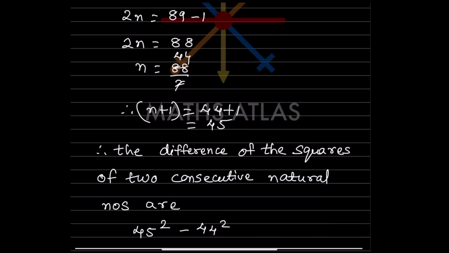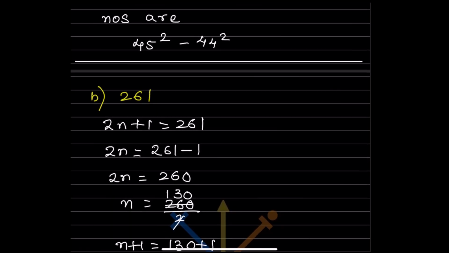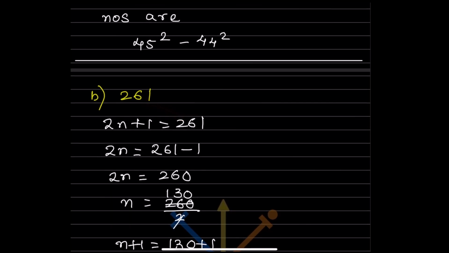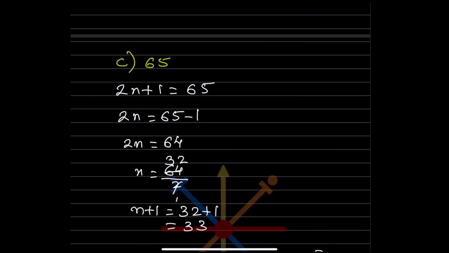Now again, the same thing, I'm not going to write the formula again, that is 2n plus 1 is 261. So 2n is equal to 261 minus, this plus 1 will go on that side, that is going to be minus 1. So 2n is 260. So n is going to be 260 divided by 2, which is going to be 130. So n plus 1 will be 130 plus 1, that is 131. So we want the difference of it. So 131 square minus 130 square.